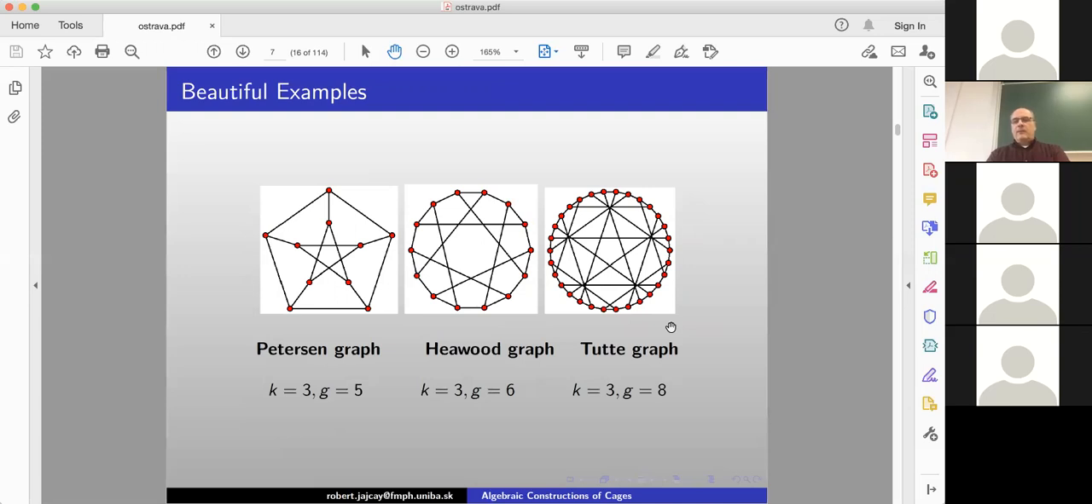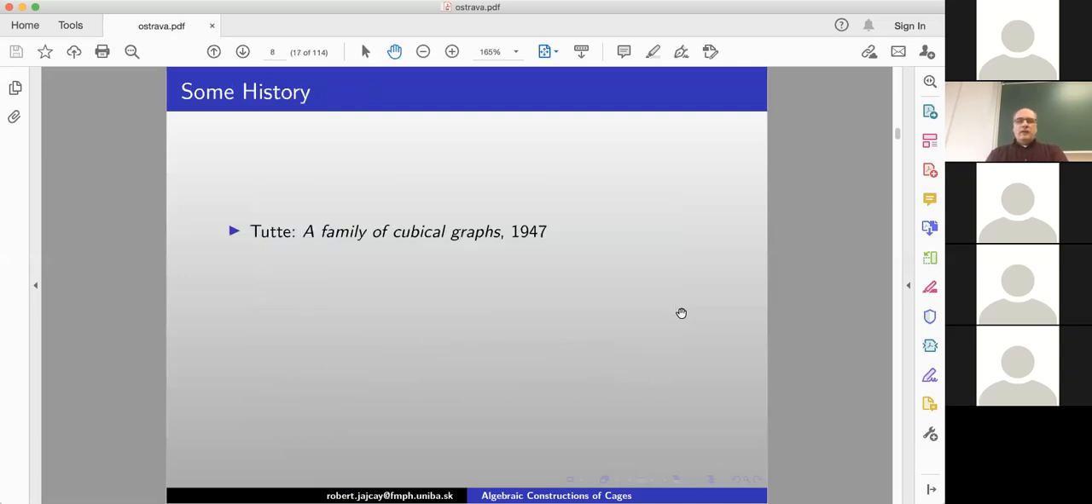And the last example is the so-called graph, in which each vertex is of degree 3. These are all cubic graphs. Each vertex is of degree 3, and the shortest cycle is of length 8, and no shorter cycles than 8. So I will say these are beautiful examples. I will explain this more precisely, but even just by looking at it, you can hopefully agree that they are nice. Very quickly, some history of the problem.